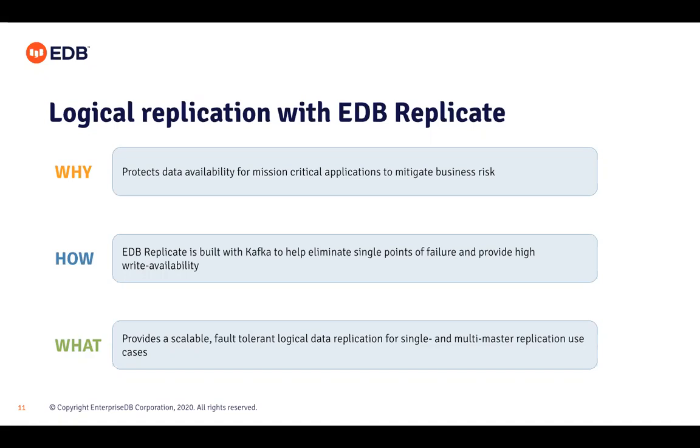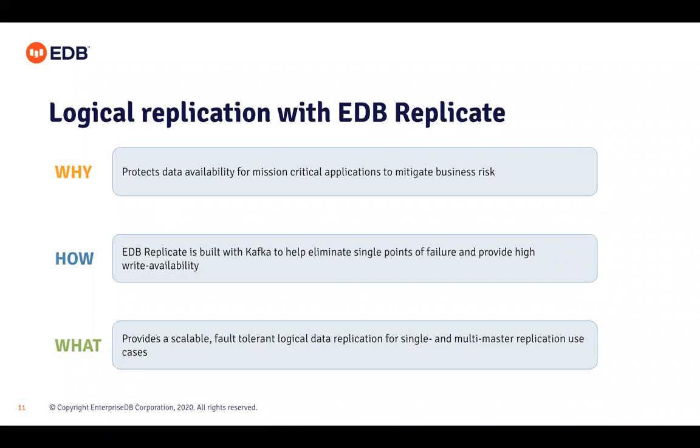How do we do this? We do this because we built it on Kafka to help eliminate all those single points of failure and provide that high write availability that applications need. And what we've done is we've provided a scalable, fault-tolerant data replication capability for single and multi-master replication use cases. And write availability is one of those, right? And we'll talk about a couple others later in the session here.